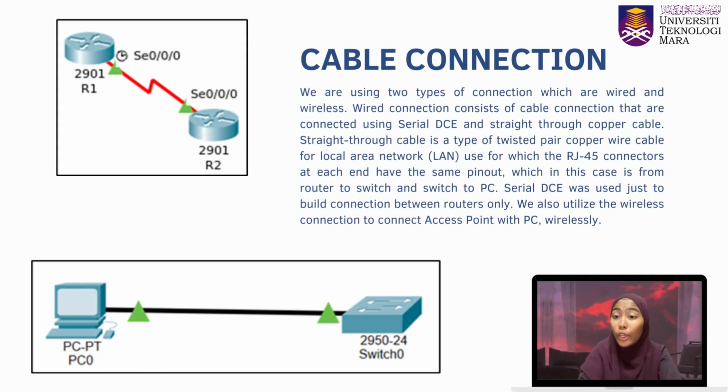Next, cable connection. We are using two types of connection, which are wired and wireless. Wired connection consists of cable connections that are connected using serial DCE and straight-through copper cable. Straight-through cable is a type of twisted pair copper wire cable for local area network, which is LAN, for which the RJ45 connector at each end has the same pinout, which in this case is from router to switch and switch to PC. Serial DCE was used just to build connection between routers only. We also utilize the wireless connection to connect the access point with PC wirelessly.